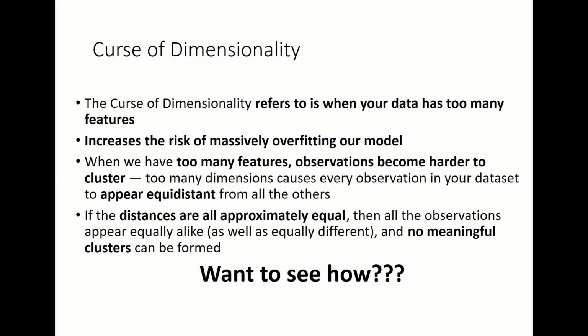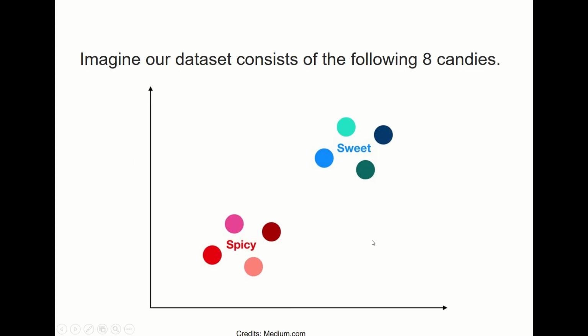There is a higher risk of overfitting, which can happen when you have too many features. Your observations become harder to cluster. If the distances are all approximately equal, then we will not be able to identify meaningful clusters from the data. So this is a simple example which you could see.